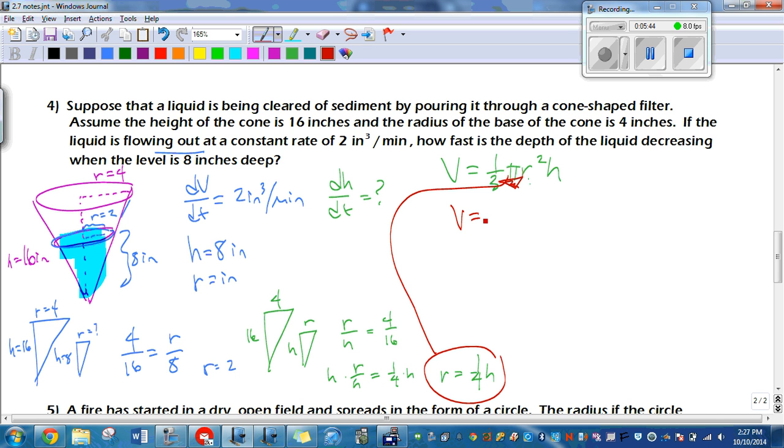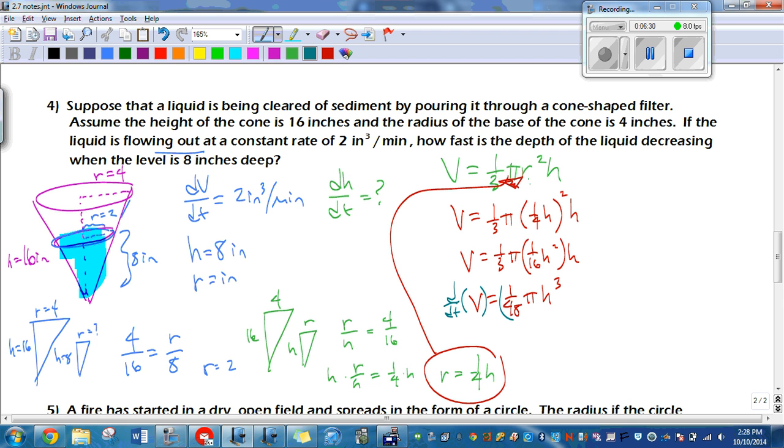So now our equation looks like this. V equals 1/3 times pi times 1/4 h, which takes the whole place of r squared times h. So we get 1/3 pi, and if we square 1/4, that's 1/16, times h squared times h. Now we can multiply the 1/3 times the 1/16. We get 1 over 48 times pi times h cubed. It took a little work, but now we have a simpler equation to deal with when we take the derivative of both sides with respect to time.